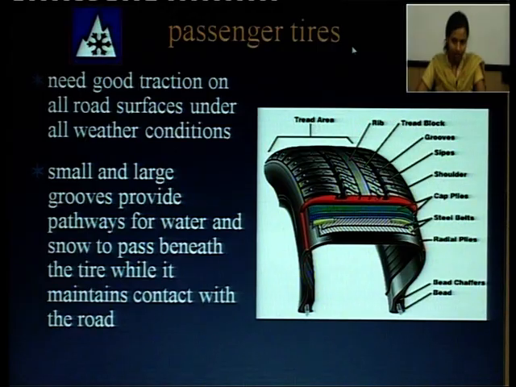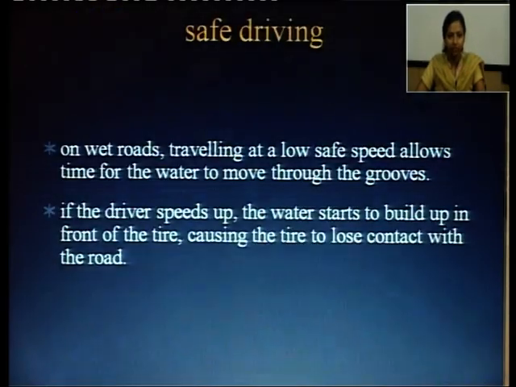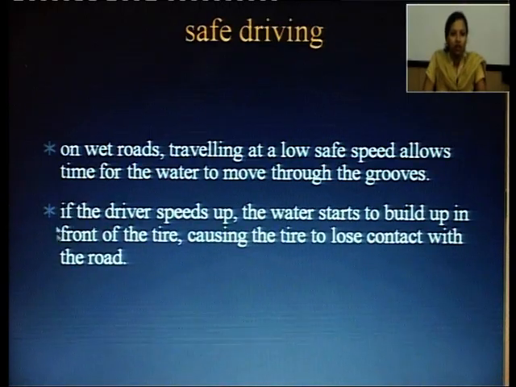This is another example of how we can provide friction between the tires and the surface of the earth. On wet roads, traveling at a low safe speed allows time for the water to move through the grooves. If the driver speeds up, the water starts to build up in front of the tire, causing the tire to lose contact with the road.